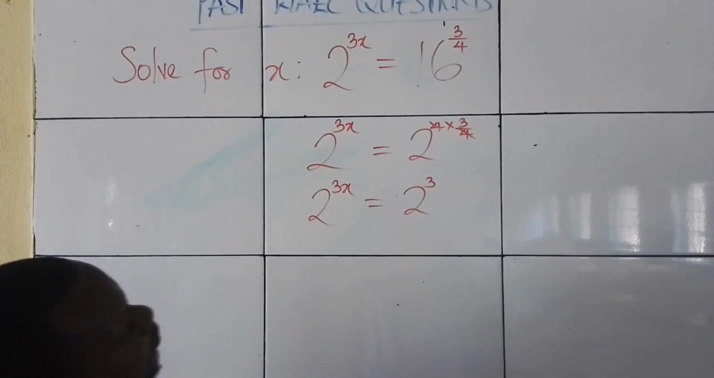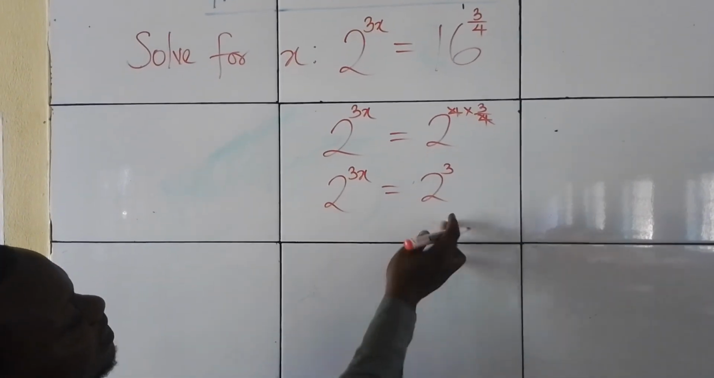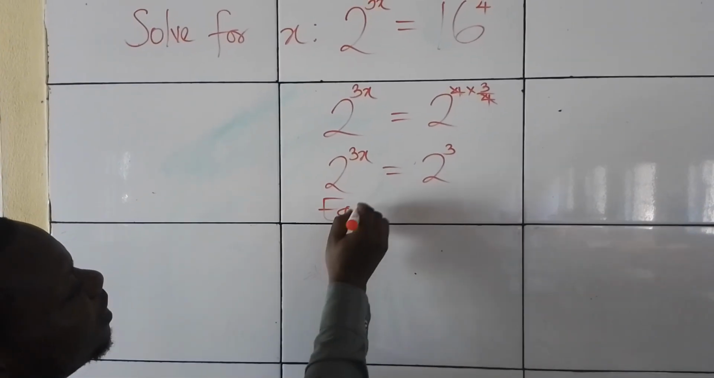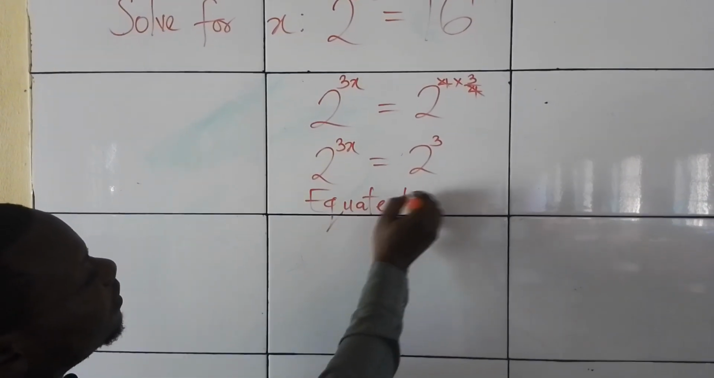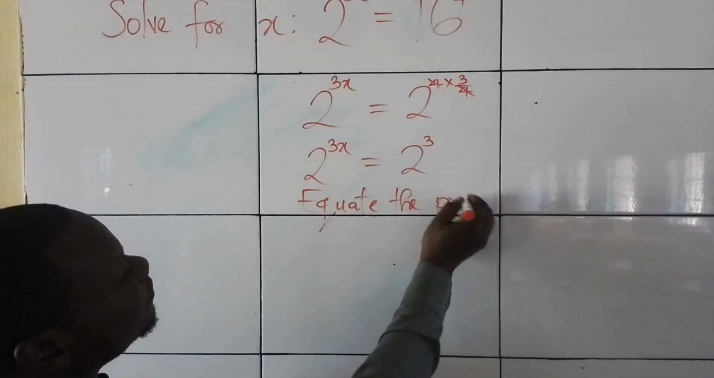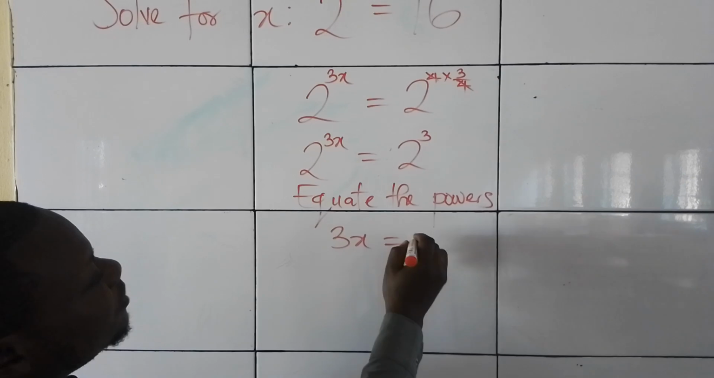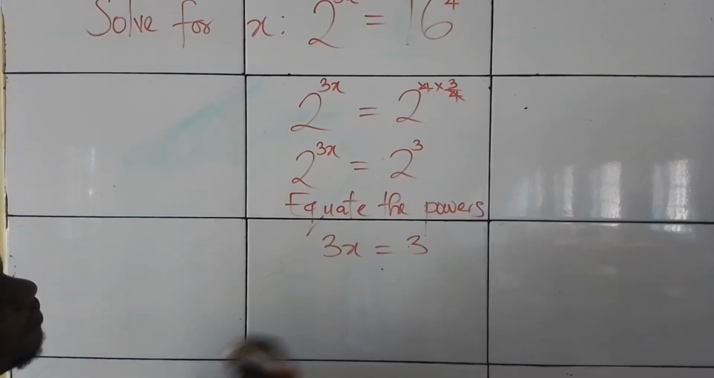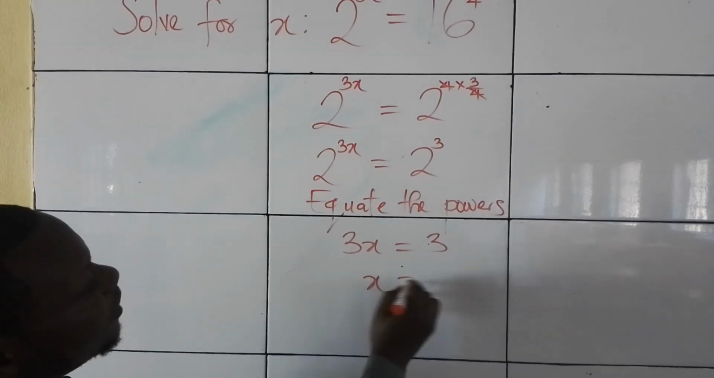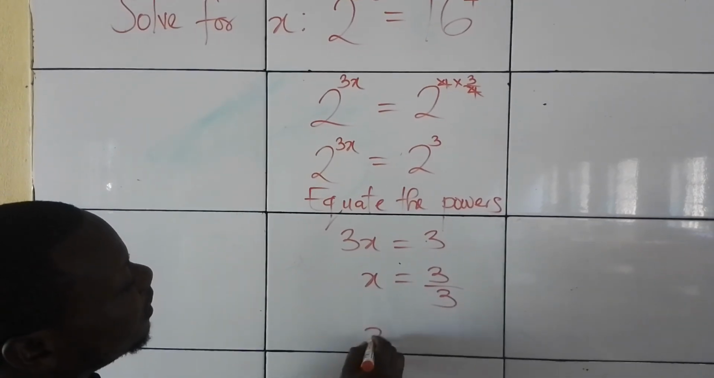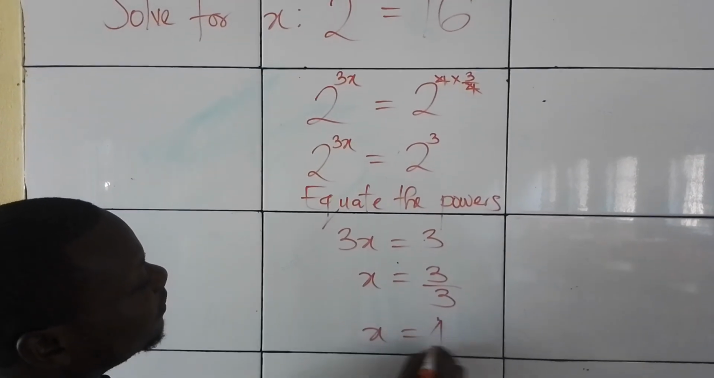4, we cancel 4. So from here, since the bases are equal, we just equate the powers. Equate the powers. Okay, so the power here is 3x, while the power here is also 3. So from here we divide both sides by 3, and now we have 3 all over 3, and x equals to 1. Thank you.